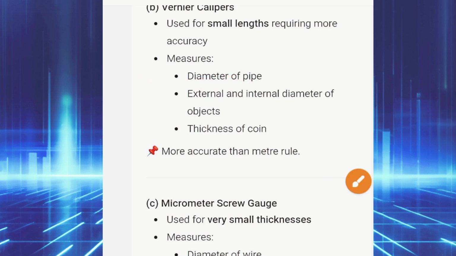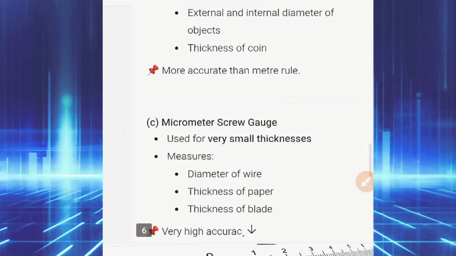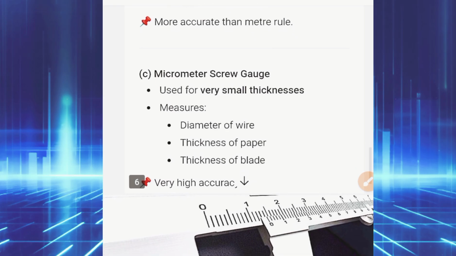It also measures the external and internal diameter of an object, and it measures the thickness of cones. Are you there? So that is the essence of vernier calipers. Another one that we want to look into is called the micrometer screw gauge.